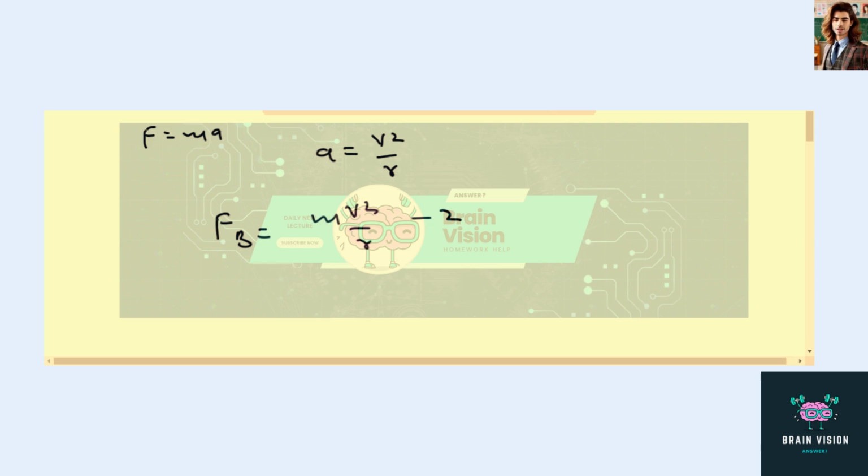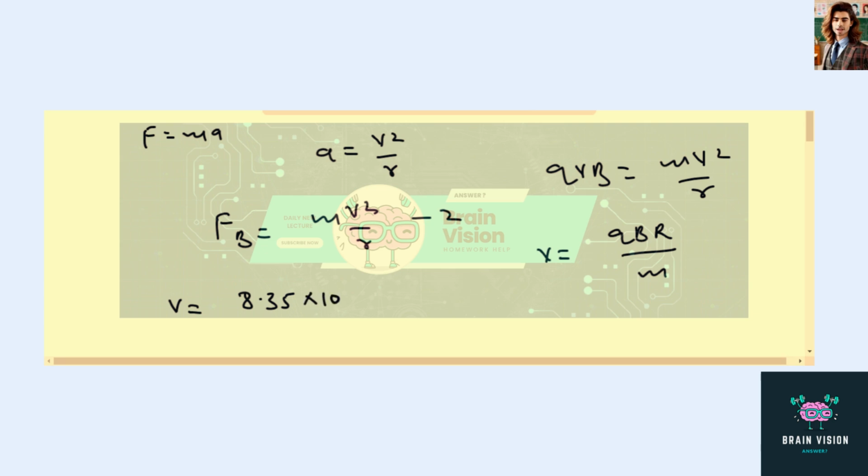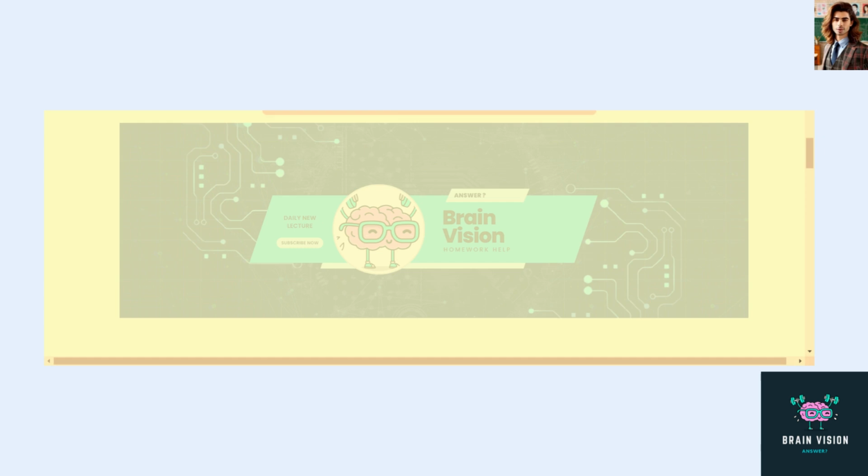Now, combining equation number 1 and equation number 2, we have qvB is equal to mv squared divided by r. And from here, v is equal to q times B times r divided by m, right? Now, by doing substitution in this equation, v is equal to 8.35 times 10 to the power 5 meter per second, right? So v becomes 8.35 times 10 to the power 5 meter per second.